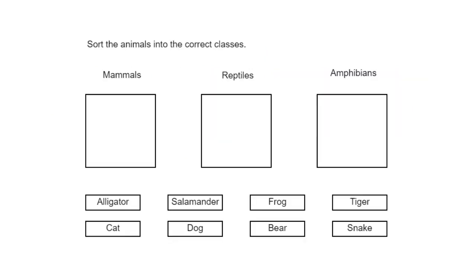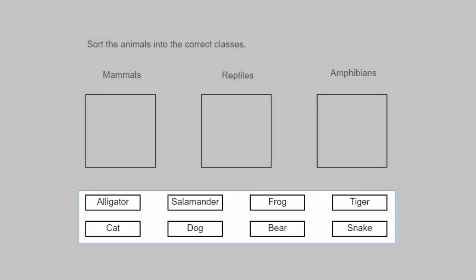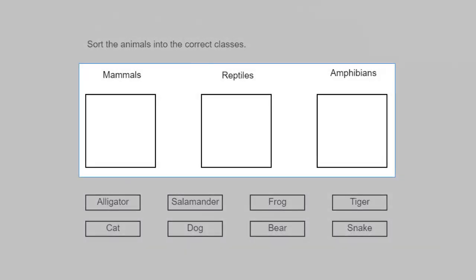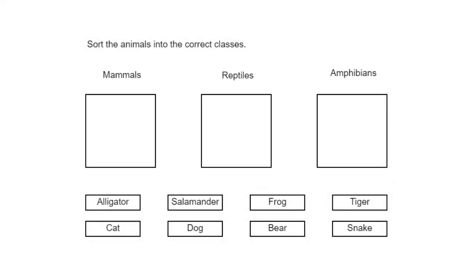In this video, we'll look at the basics of creating a bin sort question. We'll do this by creating a simple text question that asks students to sort animals into 3 classes: mammals, reptiles, and amphibians.